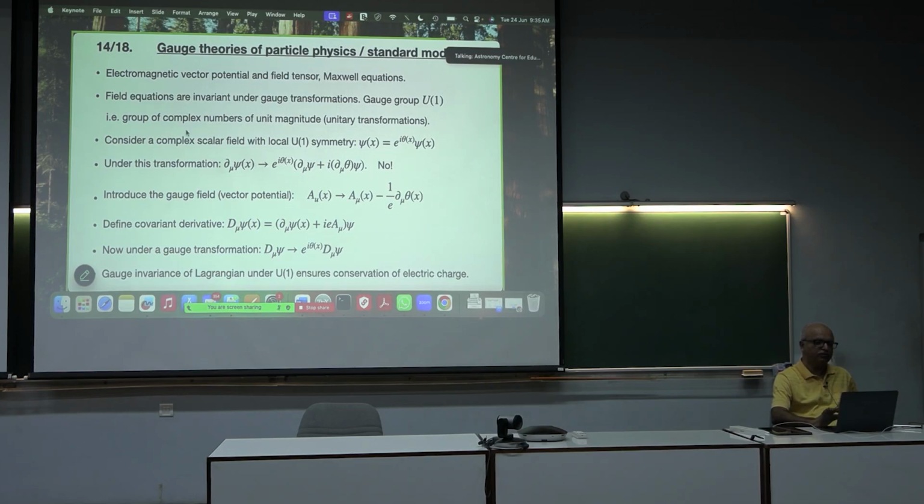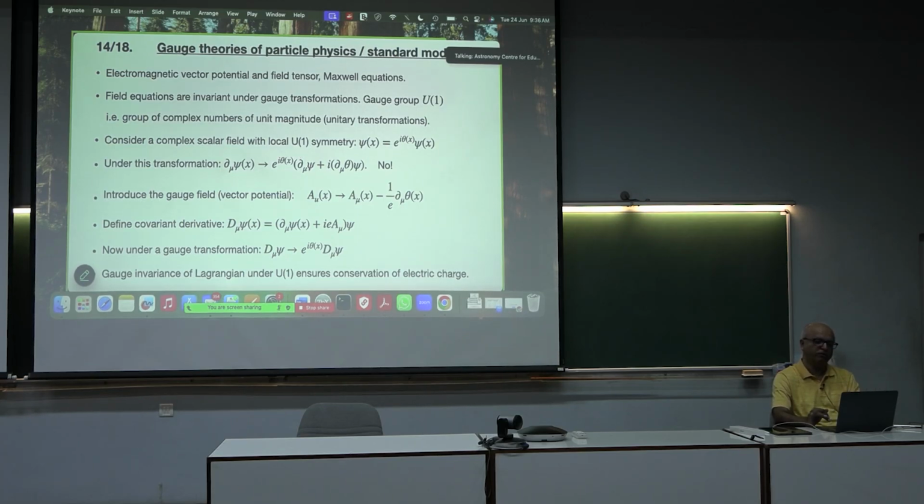U1 is a group of complex numbers of unit magnitude, e to the i theta. So, magnitude is 1, and these cause what are called unitary transformations of the wave function of a particle, say an electron. So, consider a complex scalar field psi. It can be a spinor field also, but for simplicity let us consider a complex scalar field psi with the following local U1 symmetry. What does that mean?